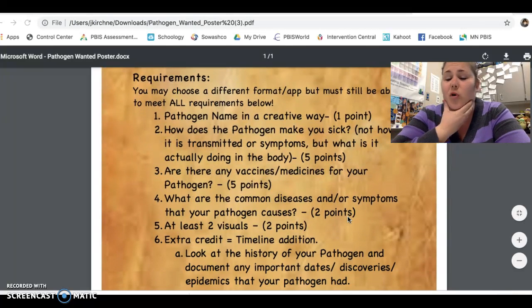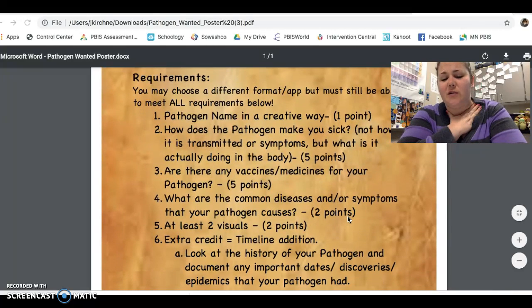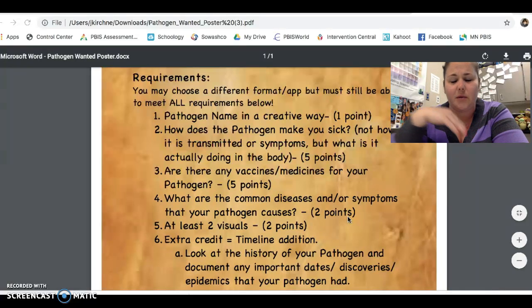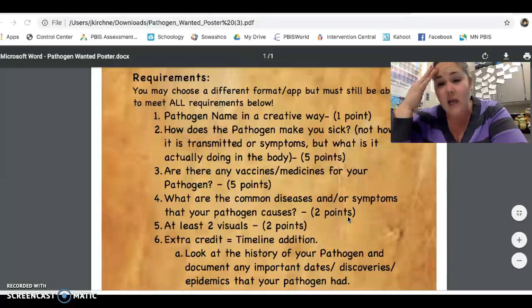You can use an app. So the goal is to do a wanted poster. Like if there's a criminal out there, and you say wanted for bank robbery, has a tattoo on their left arm, you know what I mean? You do it in a creative way. I do not want this to be you just answering the questions, level one, fill in the blank.